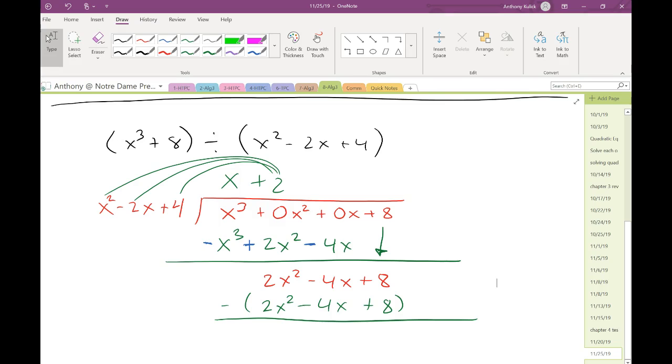Do I really need to distribute the negative to see what this subtraction problem is going to give me? What's it going to give me? 0, right? Yeah, because you have the polynomial subtracted by itself. Oh, yeah, it's going to be 0. So do we need to bother writing remainder 0 here? No. What would the answer for this be? Just x plus 2, right? Everybody's okay with that? Okay.